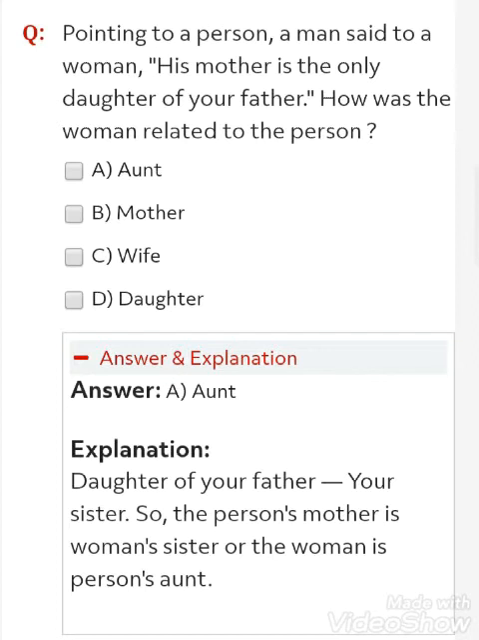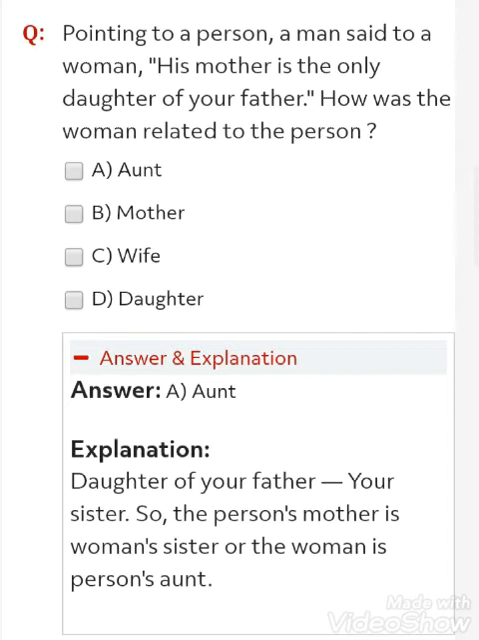Now the next question is, pointing to a person, a man said to a woman, his mother is the only daughter of your father. How was the woman related to the person? Now first understand the question. You have to say the relationship. His mother is the only daughter of your father. Now who would it be? Aunt, mother, wife or daughter?